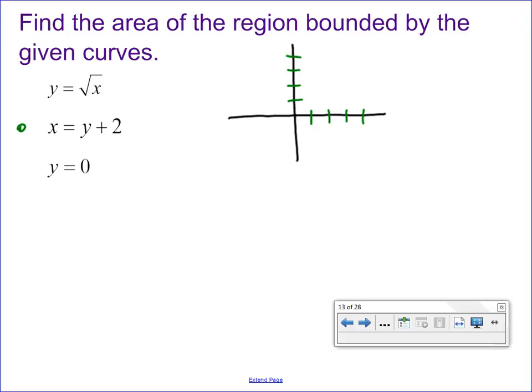So this one is y equals x minus 2. If I rearrange this, I get y equals x minus 2. Is that right? So my green linear equation would yield up 1 over 1, up 1 over 1, up 1 over 1. Okay.